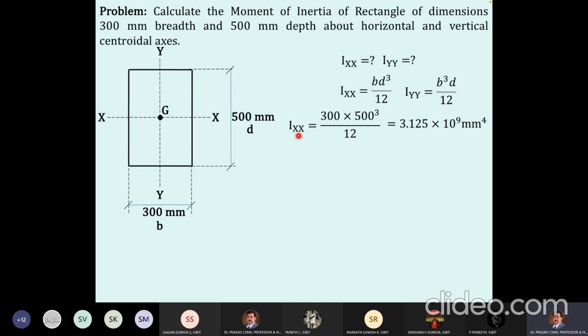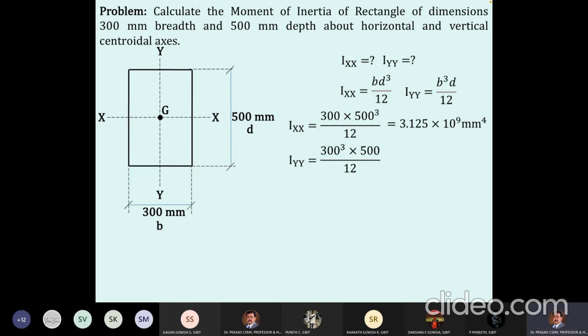Please note that we already discussed this: the units for moment of inertia will be dimension to the power of 4. The dimensions of the rectangle are measured in mm, so it will be mm to the power of 4. If it is cm, centimeter to the power of 4. If it is meters, meter to the power of 4. But both dimensions should be in the same units, and here it is given as mm.